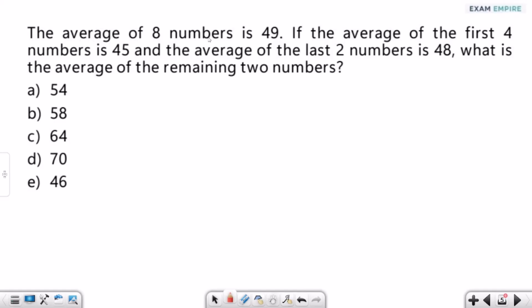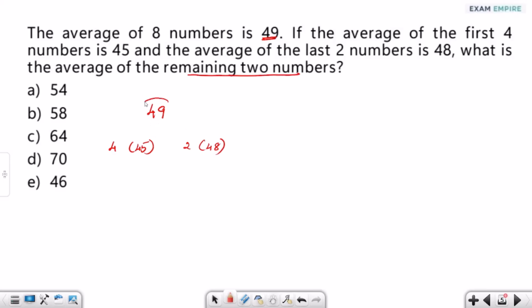Next one. The average of 8 numbers is 49. So what is the average of 8 numbers? 49. If the average of first 4 numbers is 45, and average of last 2 numbers is 48, what is the average of remaining 2 numbers?